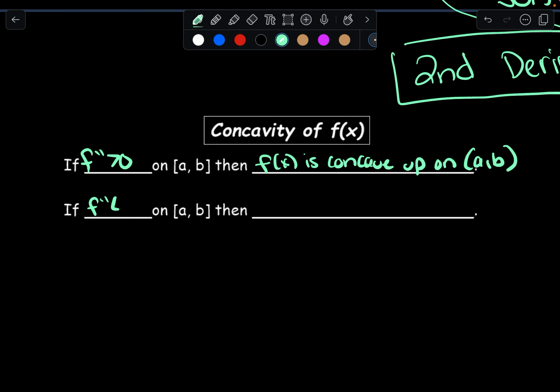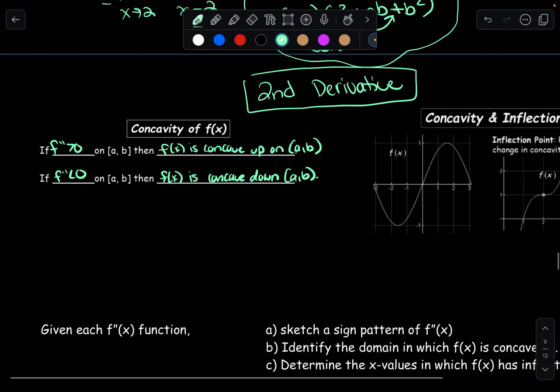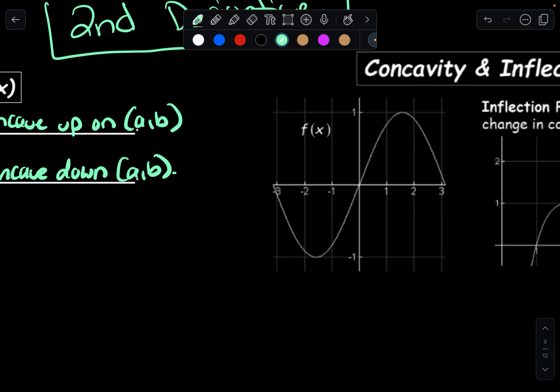If f double prime is less than 0 on the closed interval from a to b, then f of x is concave down on the open interval from a to b. So visually, we'll just look here. The image on the left side is concave up, the image on the right side is concave down.